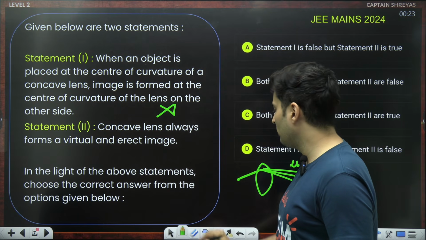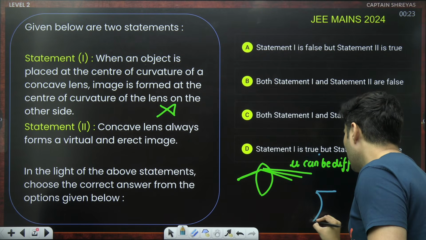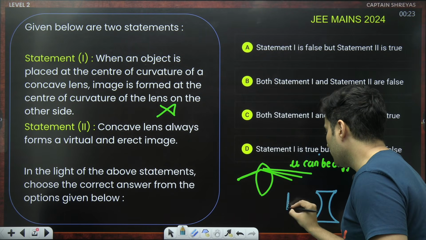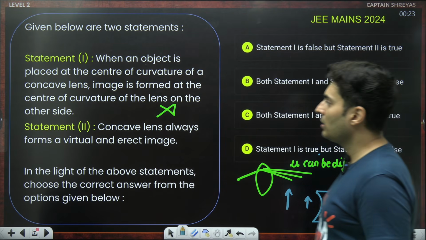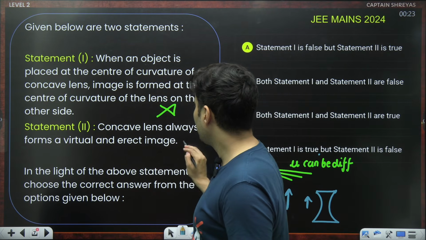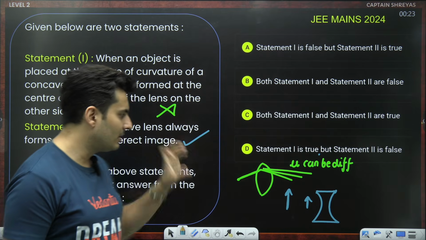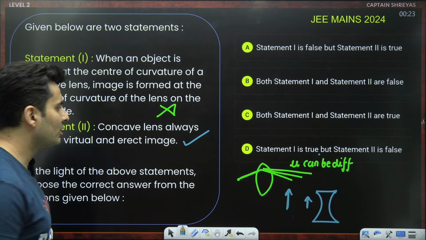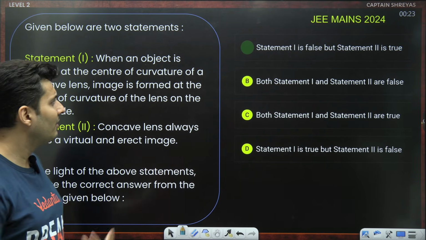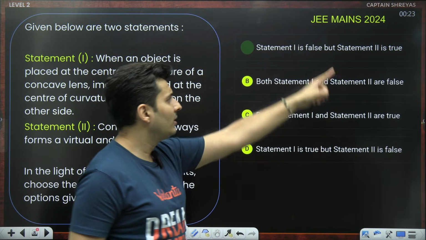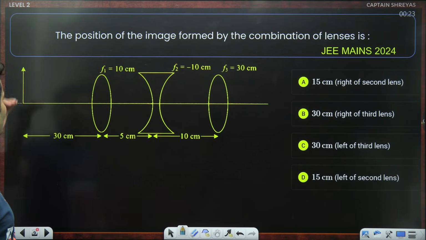Concave lens always forms a virtual erect image. Well, that is true. So if you have a concave lens and if there is an object over here, the image is erect, right? It is virtual. Definitely this statement is correct. We see that whenever we see objects through a concave lens, the image becomes small and it is virtual in nature. Convex lens is your magnifying glass, which magnifies it. So statement 1 is false, statement 2 is correct. That was your statement based question.